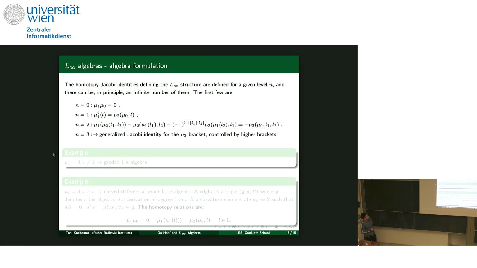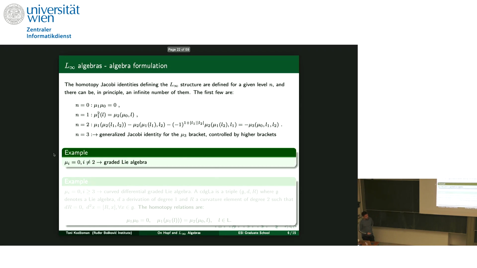So for n equals 0, we get mu_1(mu_0) equal to 0. For n equals 1, we get mu_1 squared being equal to mu_2(mu_0, an element), and so on. Basically, each time we get a generalized Jacobi identity that depends on the higher product itself. So for n equals 0, we have the dependence on mu_1. For n equals 1, we have the dependence on mu_2, and so on. It is a pattern.